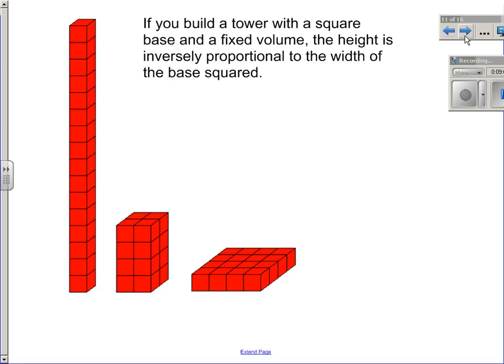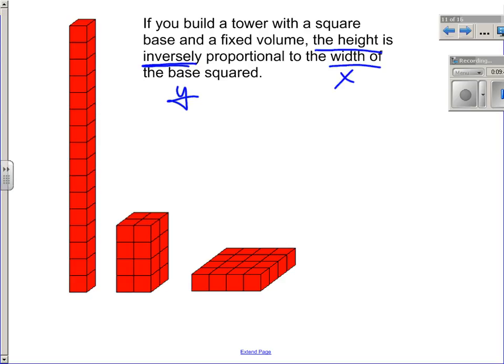Here's another example. Imagine that you wanted to build a tower with just children's blocks. The condition in building the tower is you only have 16 blocks to work with. In this case, we have 16 blocks. And the base of the tower has to be a square. So in that case, the height of the tower, which we're going to call y, is inversely proportional to the width of the base, x, squared.